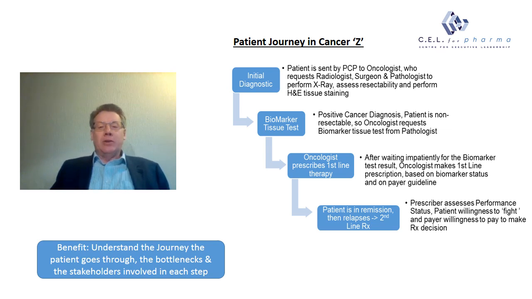The biomarker status and maybe also the payer guidelines will determine the choice of therapy here. Then the patient will be in remission, will eventually relapse, and then the prescriber will assess performance status, the patient's willingness to fight, and the payer willingness to pay in order to make a prescription decision for the second-line therapy. The benefit of this patient journey is to understand the various stages that the patient goes through, the potential bottlenecks, and also all of the stakeholders involved in this particular patient's journey through their particular disease.